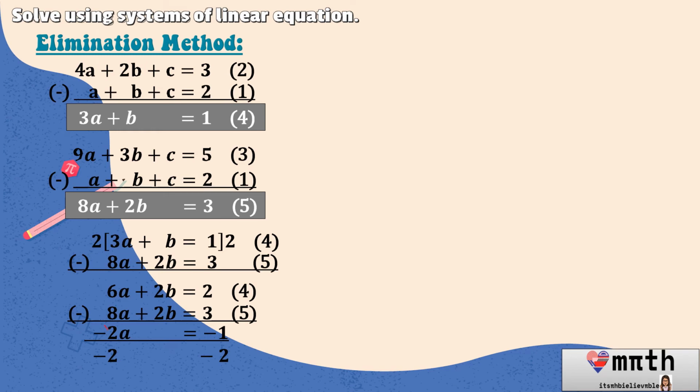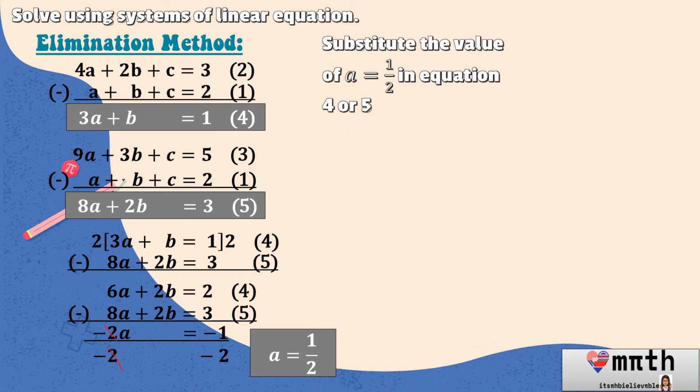And negative 2 will be cancelled out. And negative 1 divided by negative 2 will be equal to positive 1/2. So, the value of a will be 1 over 2 or 1/2. Now, let us substitute the value of a is equal to 1/2 in either equation number 4 or 5. Now, I'm going to choose equation number 4.